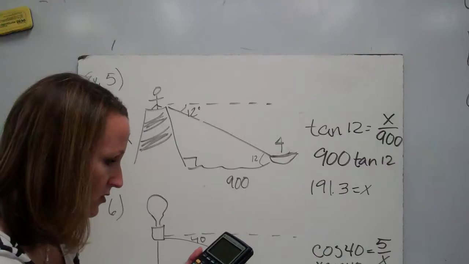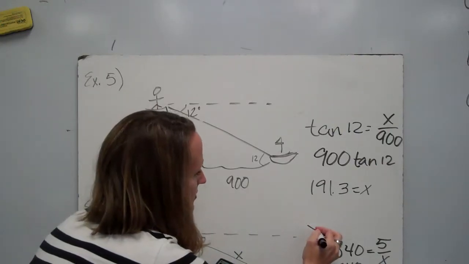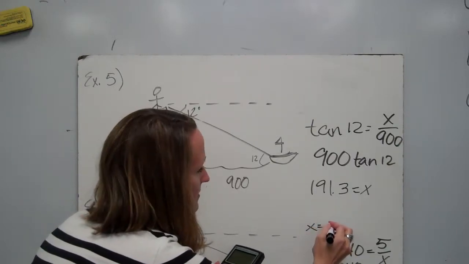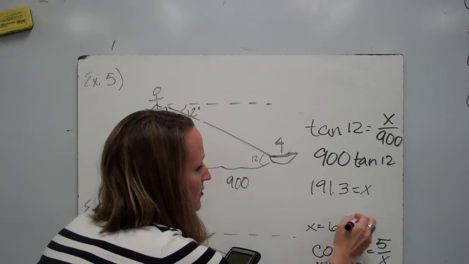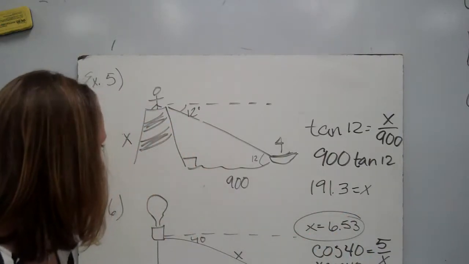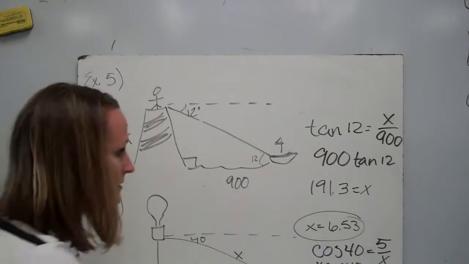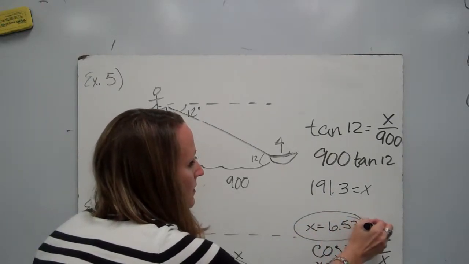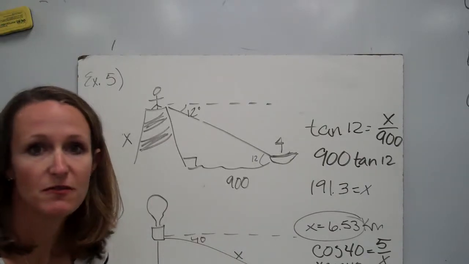5 divided by the cosine of 40 is, I'm going to come up here because I know I'm out of space at the bottom, 6.53. So we learn that our hypotenuse is 6.53 kilometers long, and we know that our balloon is 6.53 kilometers from our car.